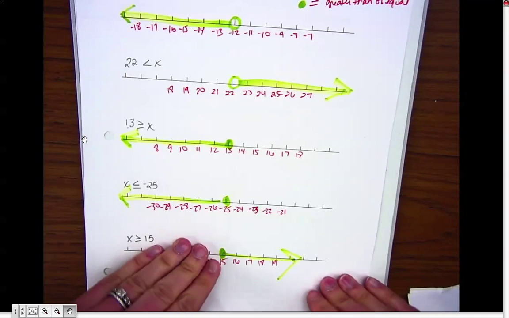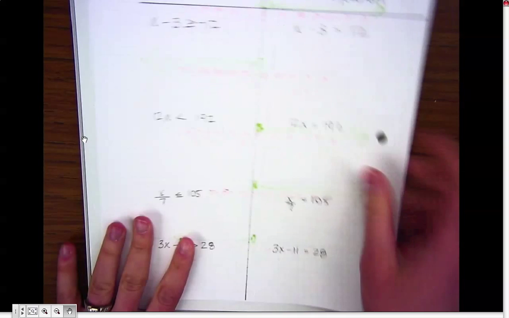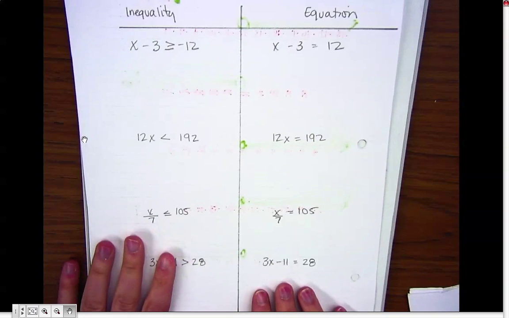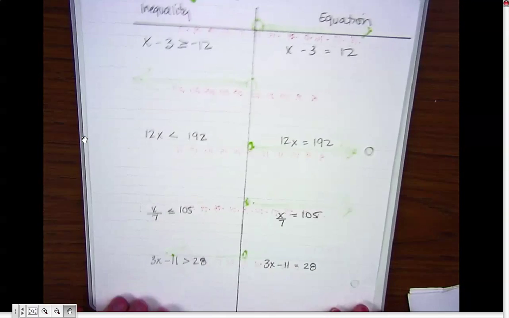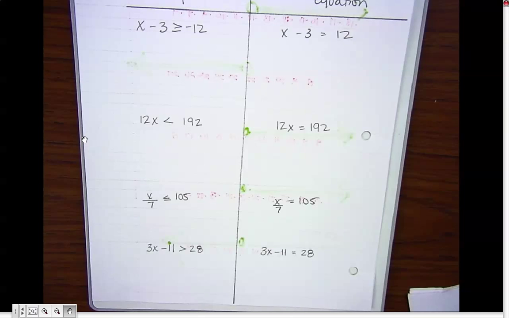So now let's look at solving them. The big idea here is that we are going to solve them the exact same way that we would solve an equation. Okay, so if you notice, we have inequalities on one side, we have equations on the other. So here, how would I solve this equation?